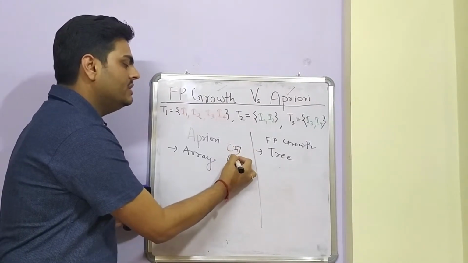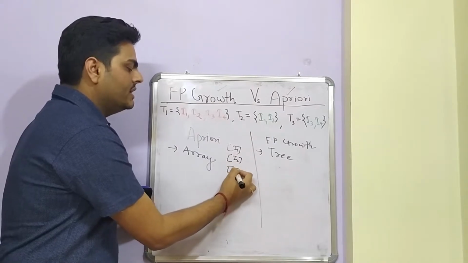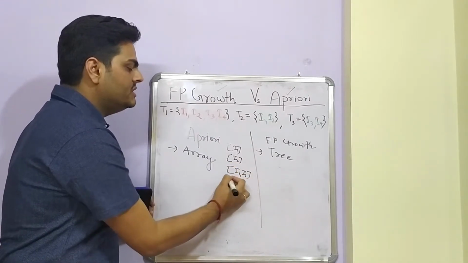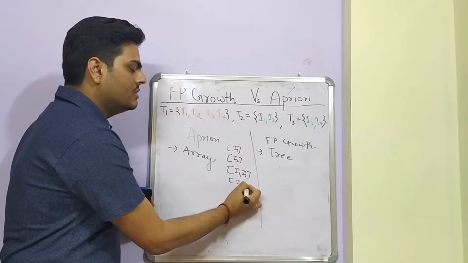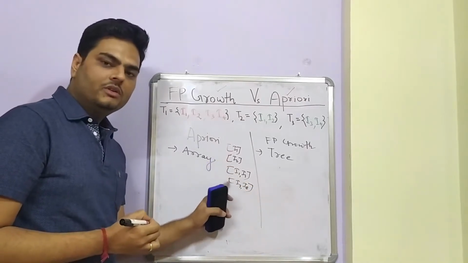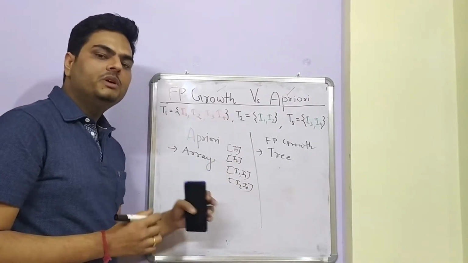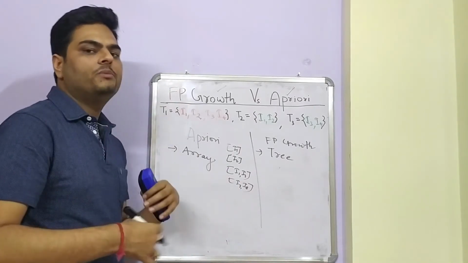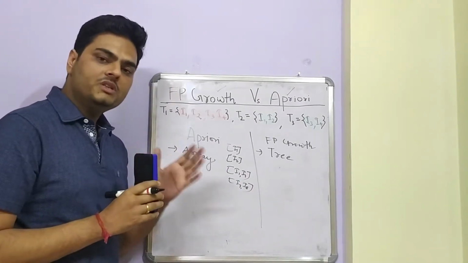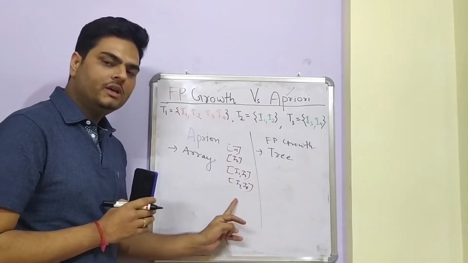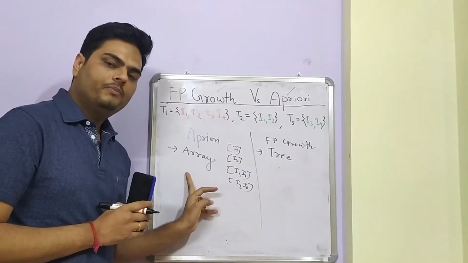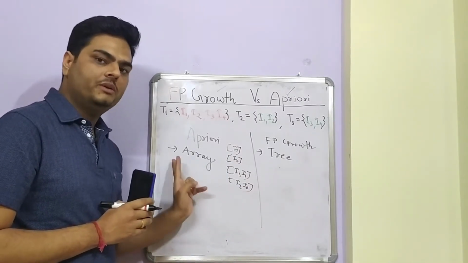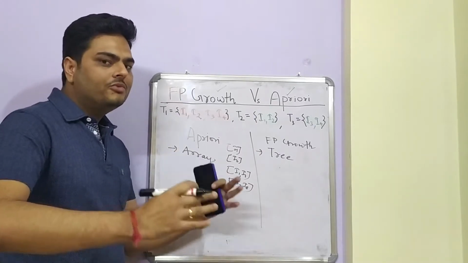Another candidate can be I2. Another candidate can be I1, I2. The next candidate can be I3, I4. All these are candidates. These candidates will be used to mine the frequent patterns in the data. But first, these candidates need to be created and kept in an array. So this is called an array based approach and the breadth first approach.